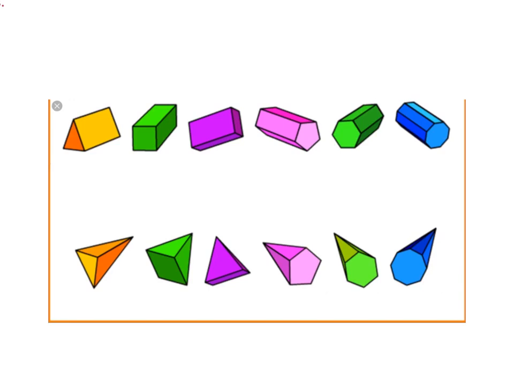So do you have an idea maybe what this first one is? Think about it. What would it be? Well, we know it's a prism because there are 2 bases, and it would be a triangular prism. Okay, how about the next one? Prism, right? And it looks like there's a square in front, so we could call it a square prism.